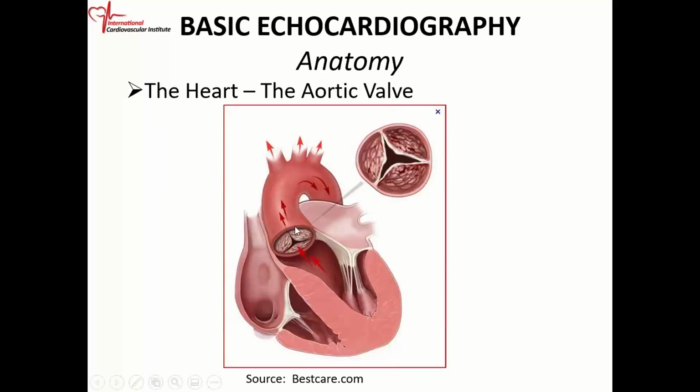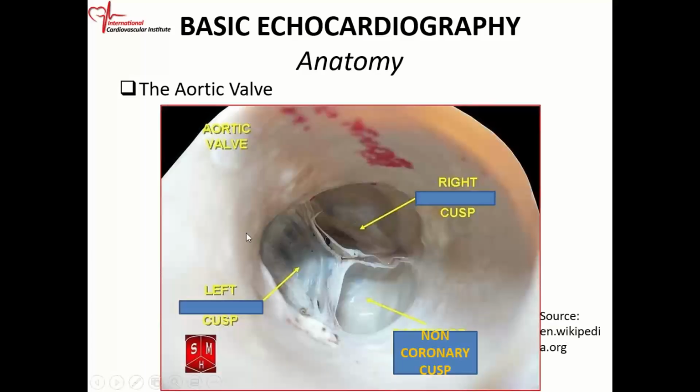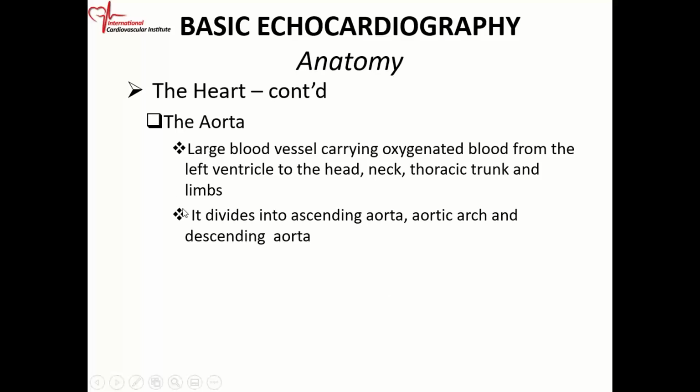Again, the aortic valve has three cusps or leaflets, and the leaflets open in systole and close in diastole. If you were to look at the pathology, again, the left main coronary artery is going to come out of the left cusp, and the right coronary artery is going to come out of the right cusp. Non-coronary doesn't have any coronary.